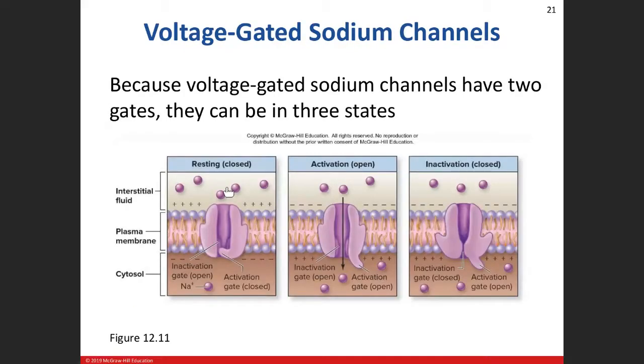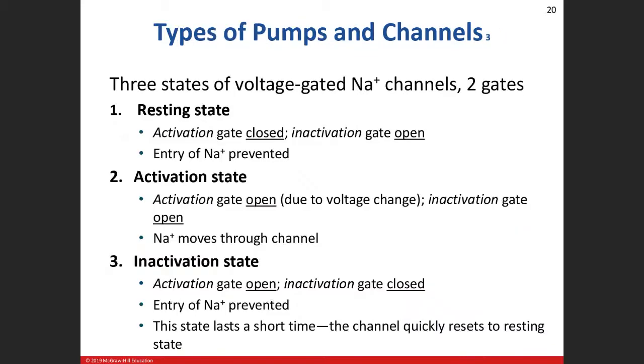This is the outside of the cell, the interstitial fluid, and this is the inside of the cell, the cytosol. You see you have all this sodium outside and just this one little guy on the inside. Sodium wants to go down its concentration gradient. It wants to go inside the cell, but it can't because this gate is closed. That's the resting state. The gate is closed, nothing's happening. So now what happens?